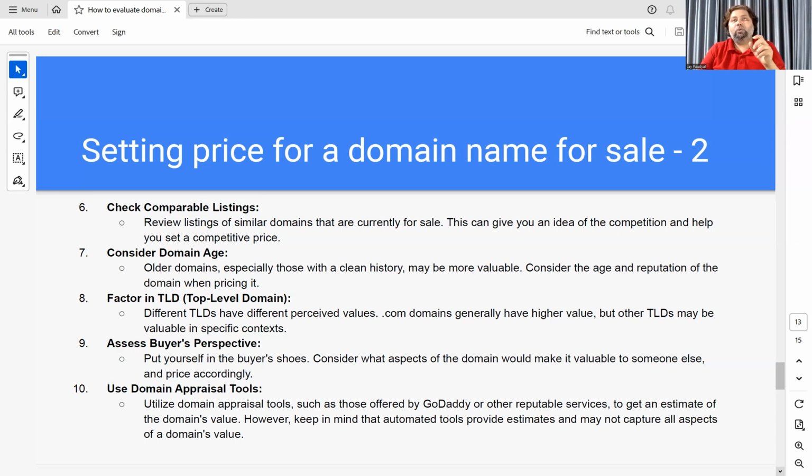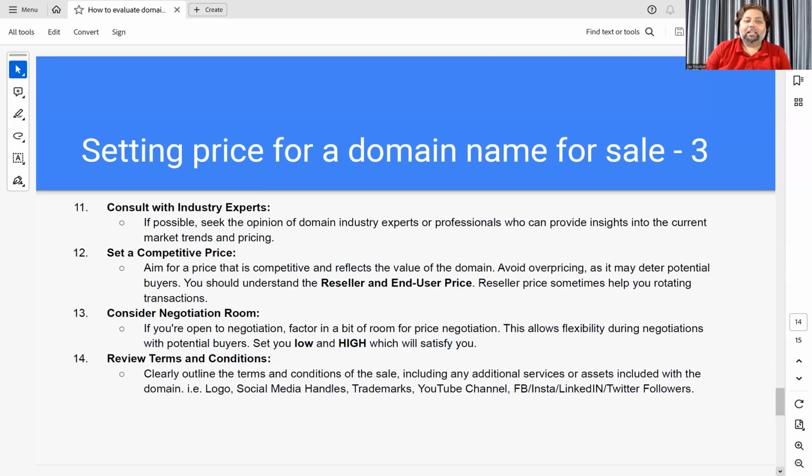Domain appraisal tools can give you only one price indicator, which weighs only 10% of your experience. Consult with industry experts. We have so many domainers in our group, and we are shifting our Telegram group to a WhatsApp group, and many more domainers will join. You can consult me as well and set a competitive price.